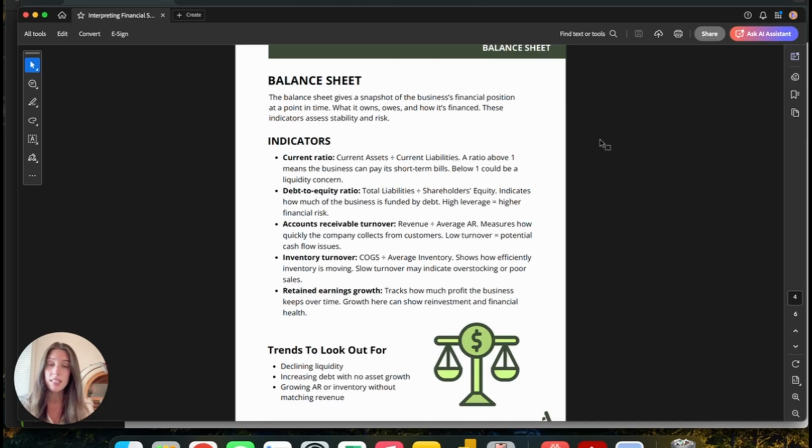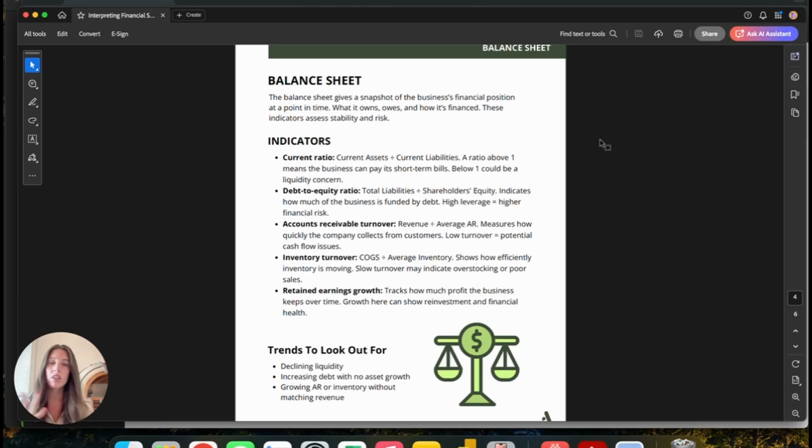And then the last indicator we've got here is retained earnings growth. So this is good to look at year over year to see, is the company's value, which is obviously a lot more complex, but as far as the value sitting in the company, is that steadily increasing? And that tells you, is the company profitable year over year?